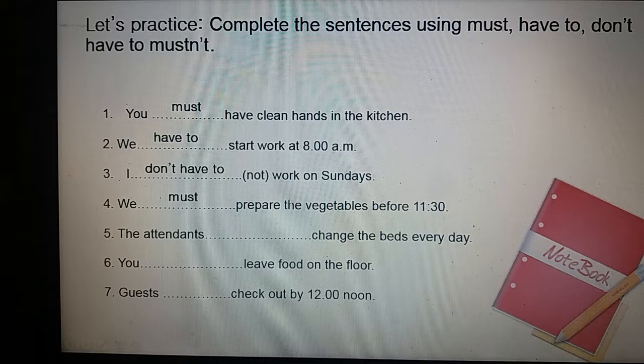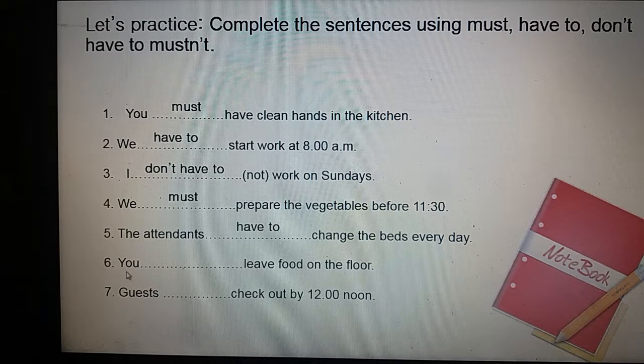The next sentence says, the attendants change the beds every day. Okay, change the beds every day. It is an obligation. It is not something important. Okay, this is something that is part of the job or of the attendance. So the correct answer must be have to. Okay, this action, change the beds every day, is a responsibility of the attendants.